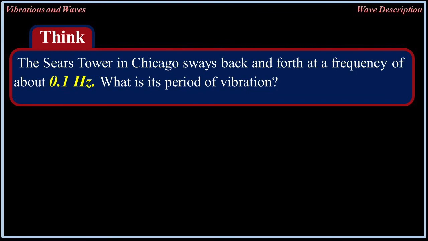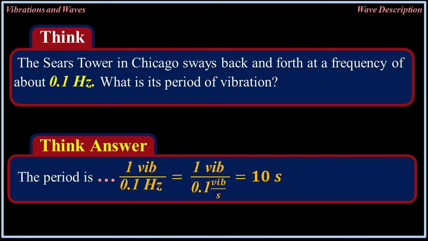The Sears Tower in Chicago sways back and forth at a frequency of about 0.1 hertz. What is its period of vibration? The period is 1 vibration over 0.1 hertz, equals 1 vibration over 0.1 vibrations per second, equals 10 seconds.